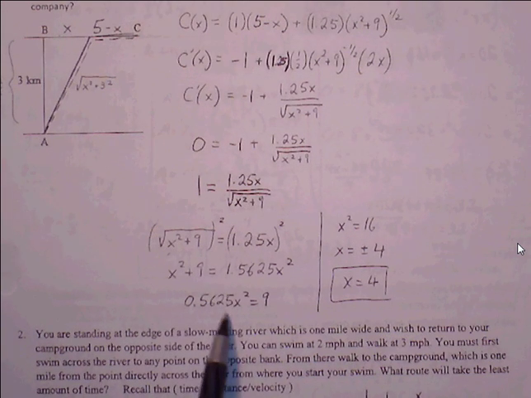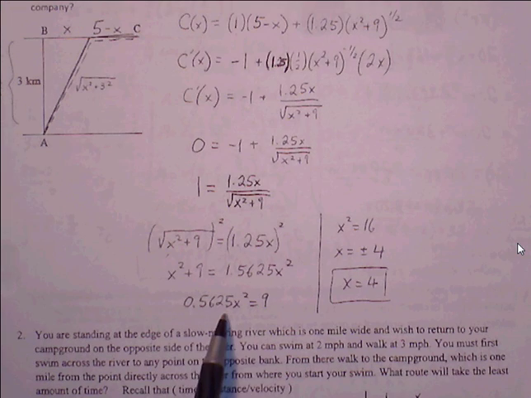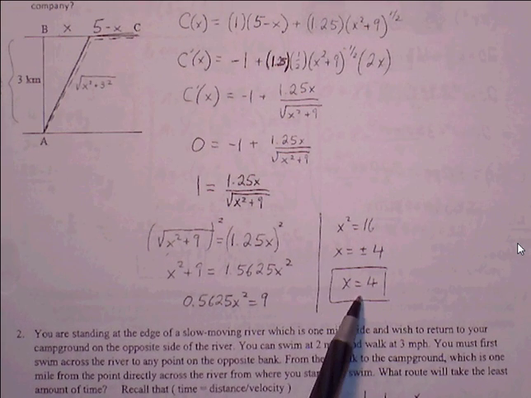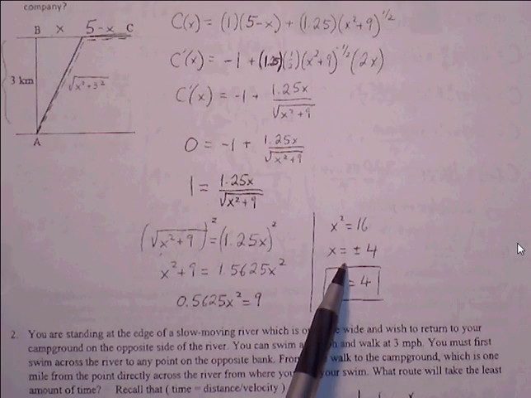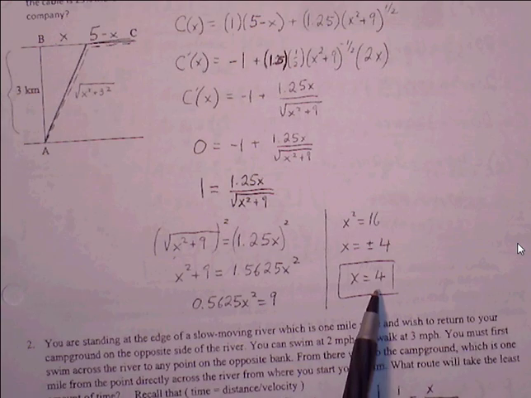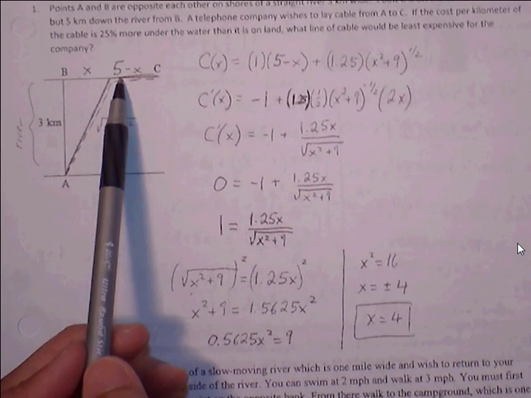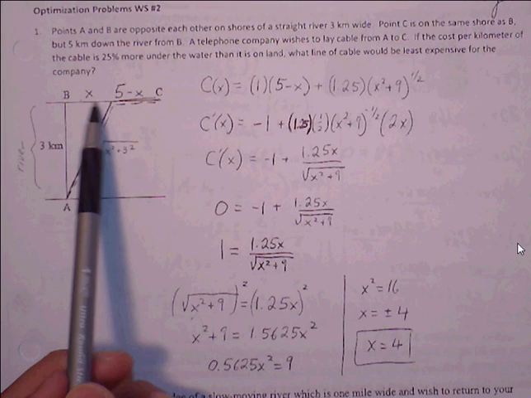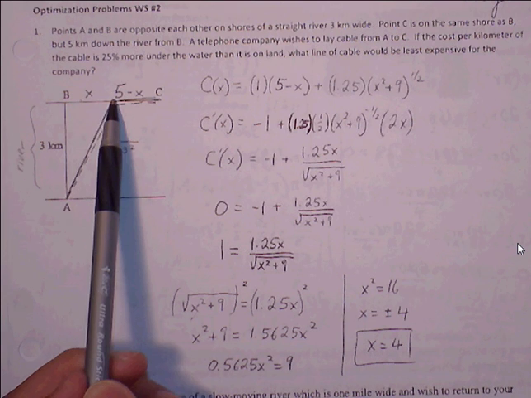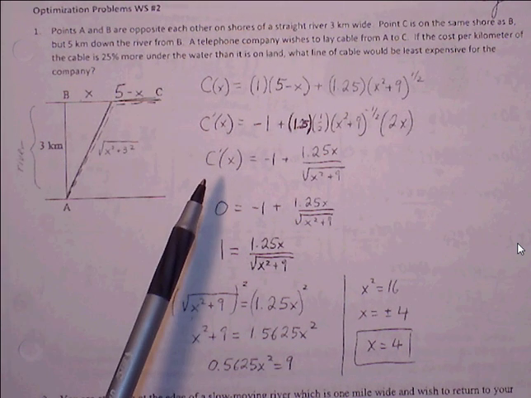The negatives cancel out, divide both sides by 0.5625. And then we take the square root, we get x equals plus or minus 4. And then negative 4 is not going to make sense since x can't be a negative distance. So the optimal point would be 4 miles down the shore from point B. So 4 miles away, this point will be the optimal point for the most cost-effective solution.